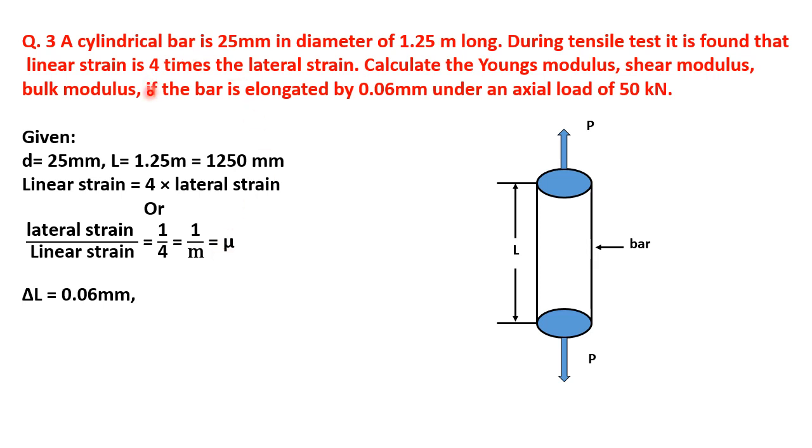Here the bar is elongated by 0.06 mm. So delta L is also given in the question, that is 0.06 mm, and delta L is nothing but the change in length. P is also given, which is acting on this cylindrical bar. P is 50 kilonewton. If we convert kilonewton to Newton, we have to multiply by 1000, that is 10 to the power 3. So it's 50 into 10 to the power 3 Newton.